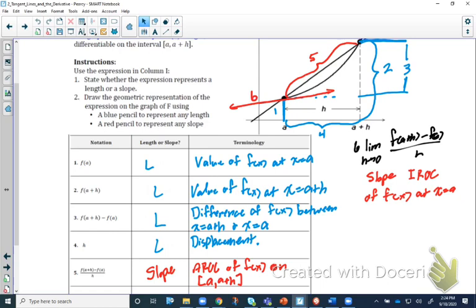And the last row, 7, where 7 says f prime of a, the derivative of a. Well, again, derivative is very much a slope. Slope of the tangent line, instantaneous rate of change. Still talking about slope of some kind. And this is really the same thing as what we saw in 6. So the limit definition of the derivative and the derivative all produce the same thing.